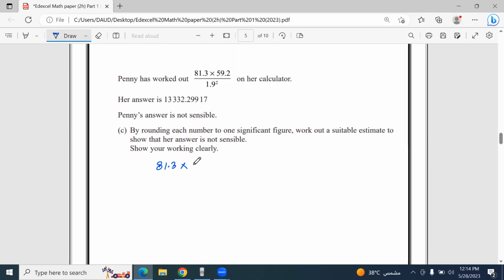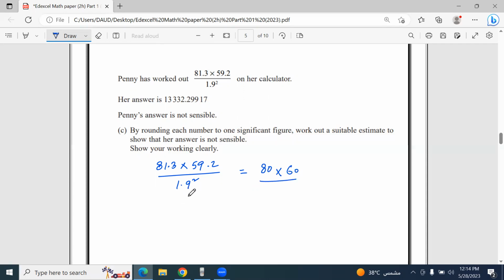18.3 multiply 59.2 over 1.9 squared. So first, we write each number to one significant figure. So one significant figure of 18.3, I would say 20. If a 0 comes on the right hand side, we will not count it as a significant figure. So here 20 we can consider as one significant figure. Same as for 59.2, we round off the 9, so it will affect the 5, so it becomes 60 over.